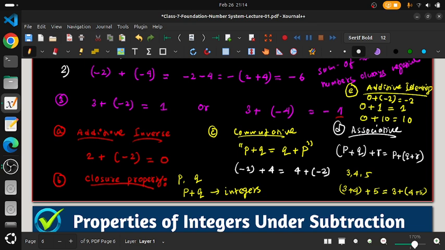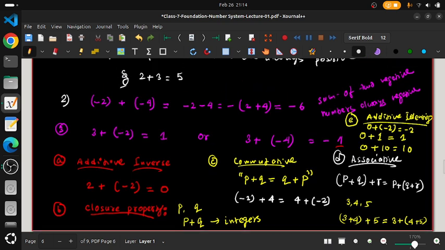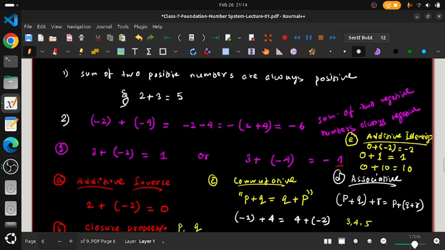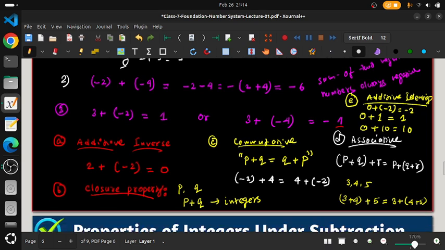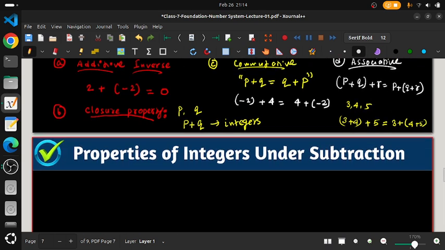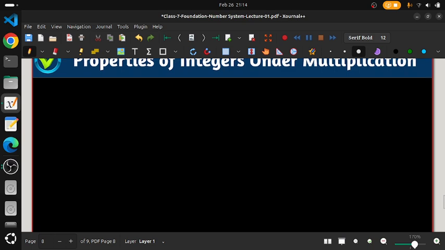I hope you understood the properties of integers under addition. In a later class we will talk about subtraction as well as multiplication and division.